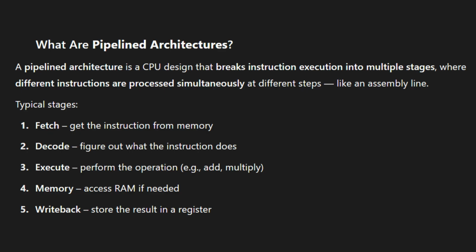And just a quick understanding, a pipelined architecture is a CPU design that breaks instruction execution into multiple stages where different instructions are processed simultaneously at different steps, like an assembly line. Your typical stages are fetch. Number 1, get the instruction from memory. Number 2, decode, figure out what the instruction does. Number 3, execute, perform the operation, like adding or multiplying. Number 4, memory, access RAM if needed. And then write back, storing the result in a register.